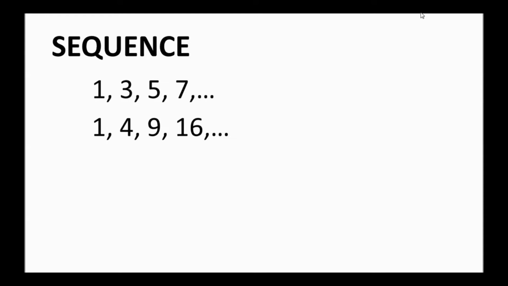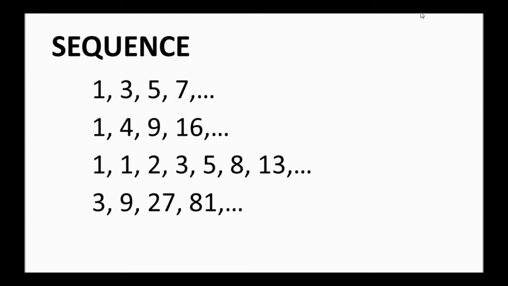Let's try to understand the meaning of sequence. Here are a few examples of sequence. 1, 3, 5, 7. Second one is 1, 4, 9, 16. Third, 1, 1, 2, 3, 5, 8, 13. Next one is 3, 9, 27, 81. If we observe, all these numbers are written in a specific order.